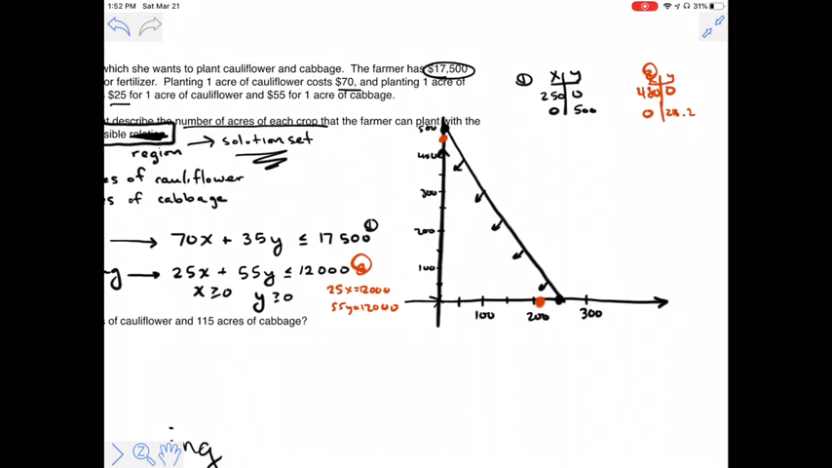And this is going to be a solid line again. Let's try that again. And then a test point. I could do 0, 0. And if x and y are both 0, then I have 0 is less than or equal to 12,000, which is true. So I'm shading towards that test point as well.